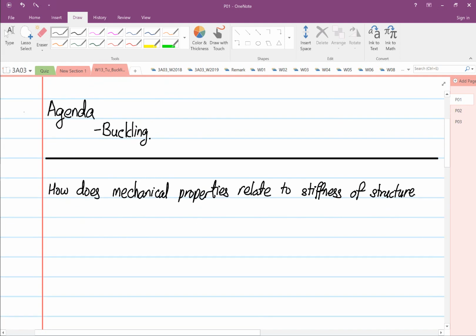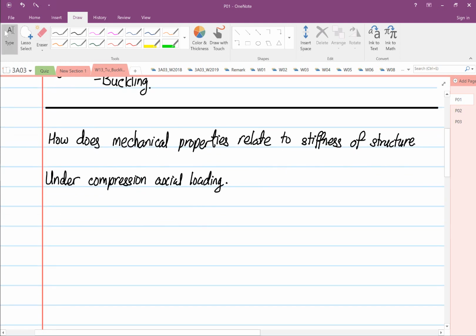So under compression, axial loading, I deliberately selected compression because buckling will only occur in compression loading. Okay, you do not get buckling in tensile loading.